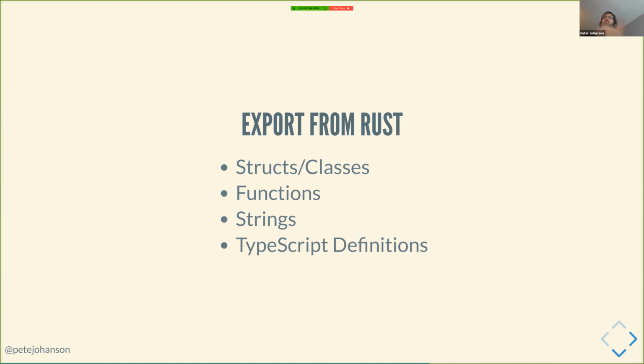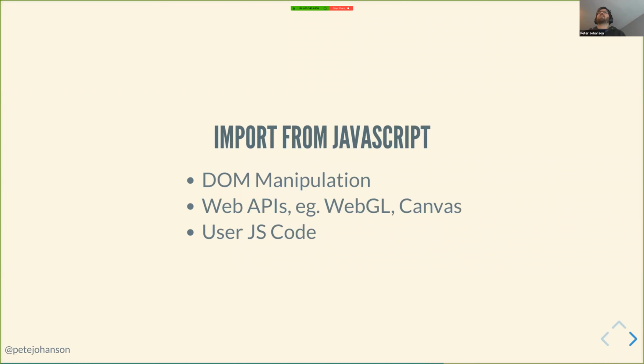And then on the other side of things, I can import from JavaScript. So in my low-level Rust code, I can get type definitions for all my DOM stuff. I have a window, I have a canvas, whatever. So I can import from JavaScript land all those things, and even more powerful web APIs like WebGL or Canvas.